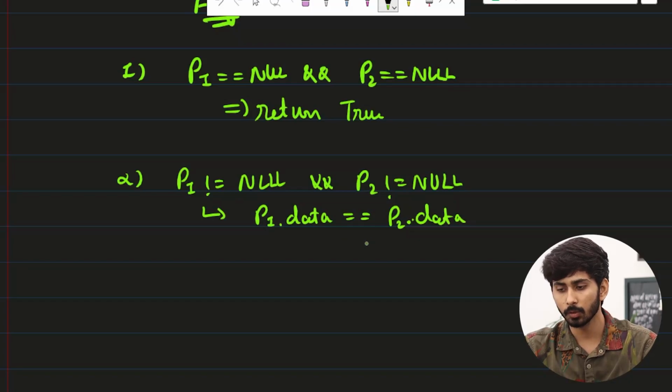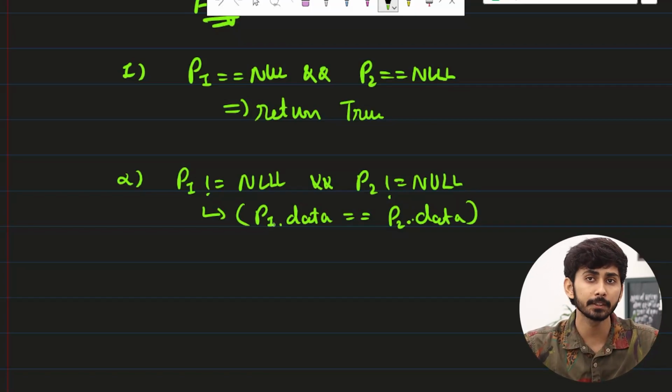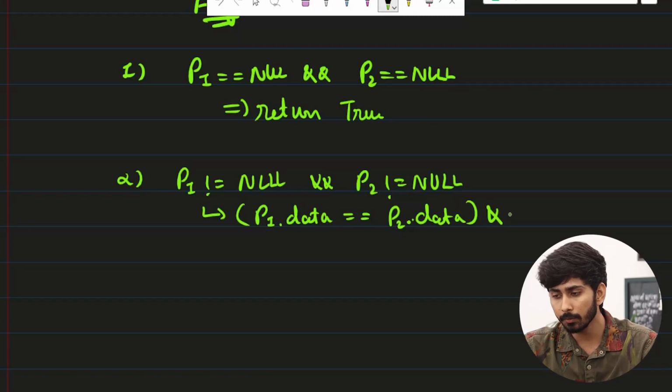Okay, so whatever is the value, it might return true, it might return false, right? So you have to check this value. Then you have to make a call towards the left subtree and the right subtree, and both the subtrees will be returning some value, either true or false. So you simply need to have the logical AND of all these values.